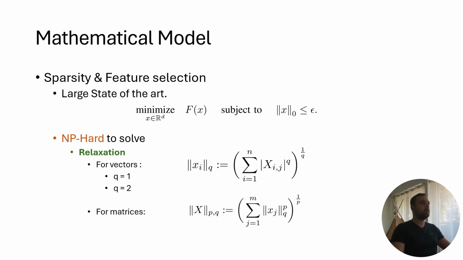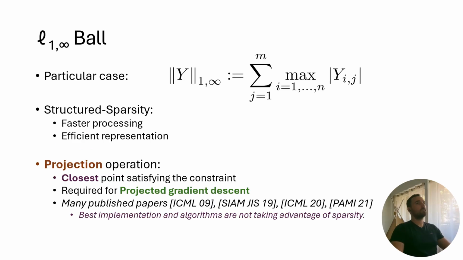And again, just like for vectors, many different implementations of this framework have been done with P and Q being different values. In this presentation, we are going to focus on the L1 infinity ball. That's a particular case where the infinity norm of a vector is simply the maximum value of this vector. The main reason why we are going to use this norm is that in the general case where you use an L1 something norm, then you will have structured sparsity.